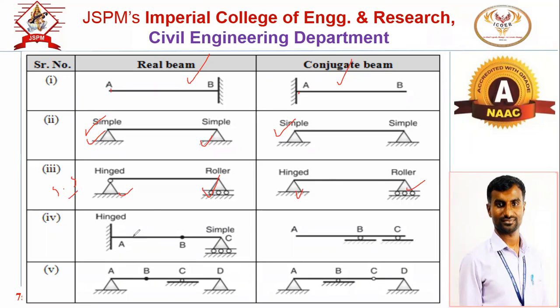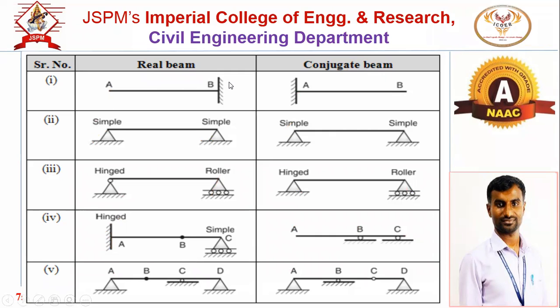Now see here, this particular beam. So this is fixed support. Fix will be free. This is the internal hinge. Internal hinge will change to intermediate support B, and the roller will remain roller. Now here hinge will remain hinge. Internal hinge will change to intermediate support. Again roller will remain roller and hinge will remain hinge as it is. Now these are some examples of real beam and the conjugate beam.